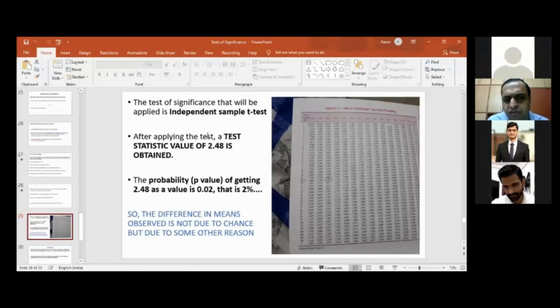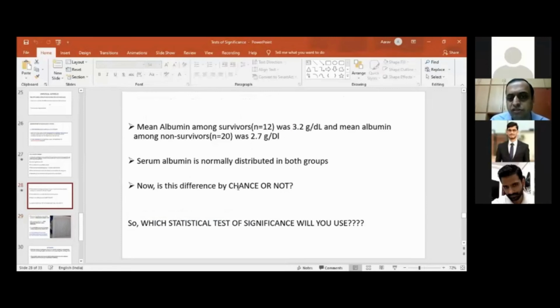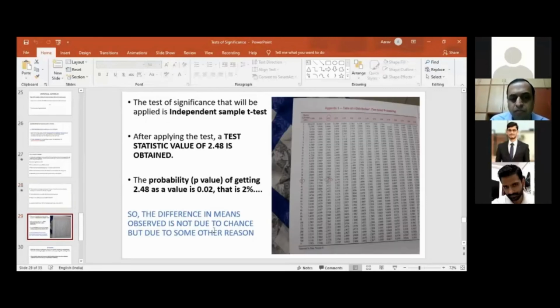Look at this value. The value he's getting is 2.48. The closest value in the table is 2.45. And look at the probability of getting this value, it is 0.02. This is the p value. The probability of getting the value which he is getting in the test which he has applied is called the p value. So it is 2%. That means the difference which he has got in these albumin values is statistically significant.